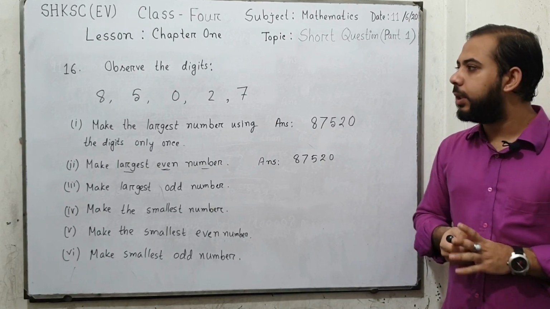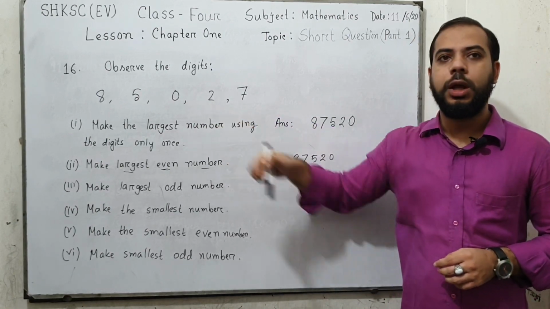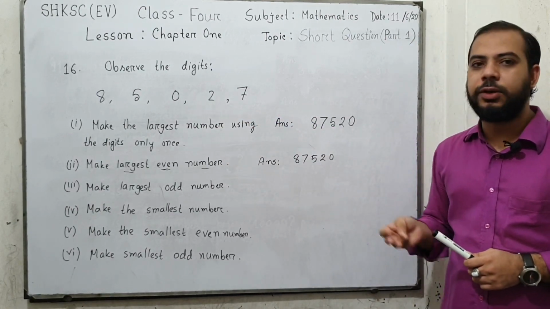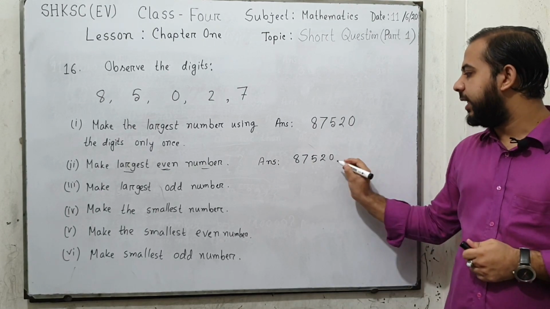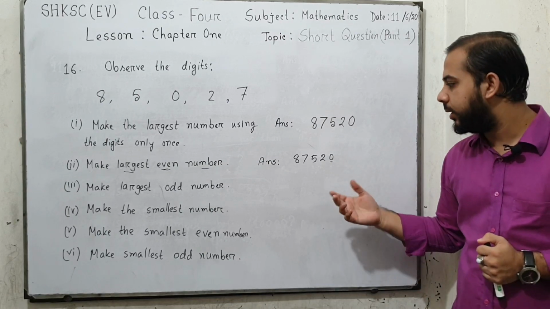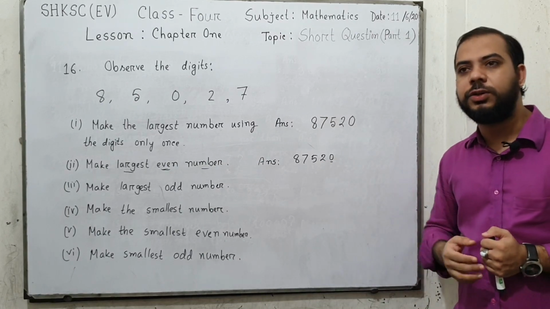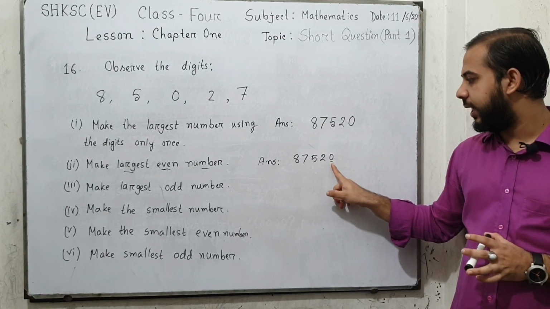So what is an even number? If the last digit of any number is 0, 2, 4, 6 or 8, these are called even numbers. If the last digit is 0, then it is called an even number. If the last digit is 2, then it is also called an even number. If the last digit is 4, 6 or 8, all are even numbers.